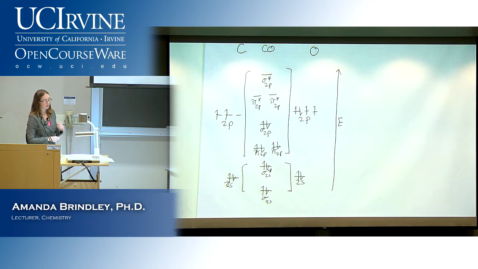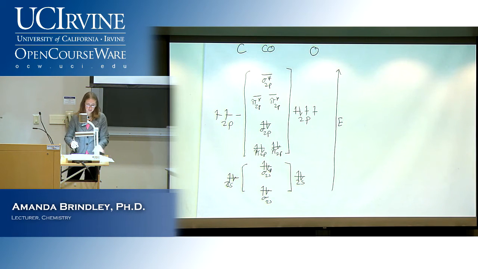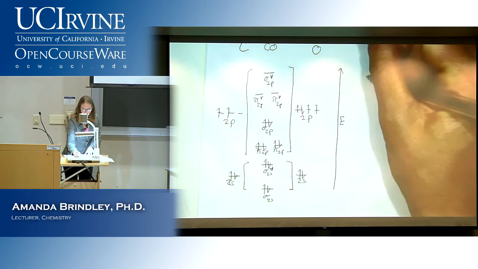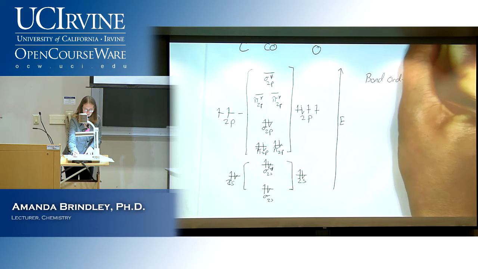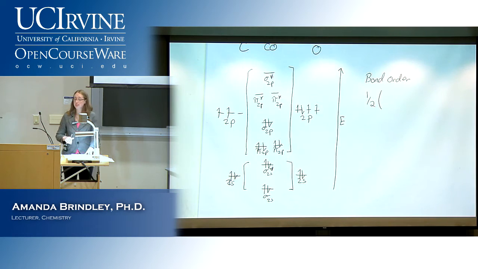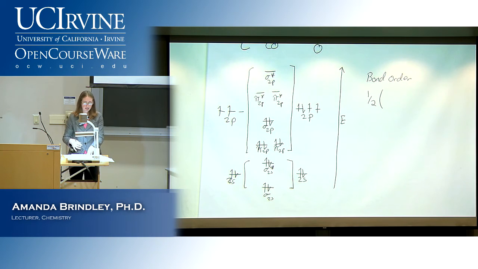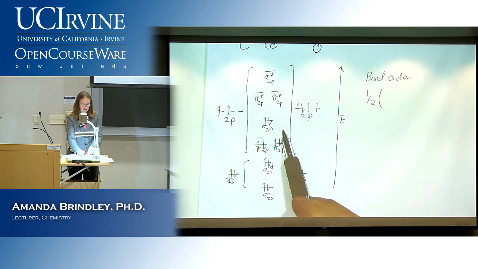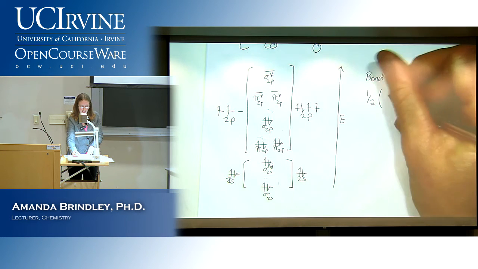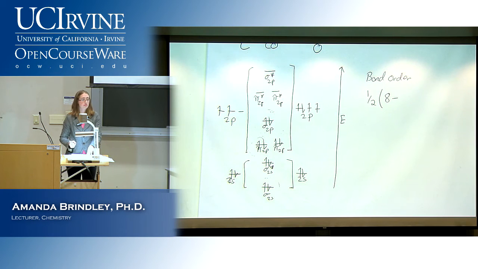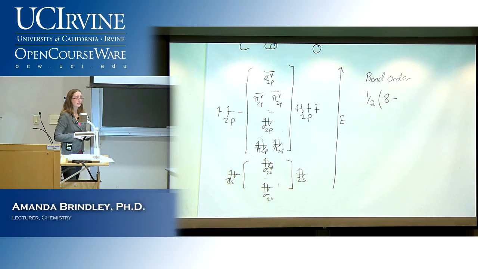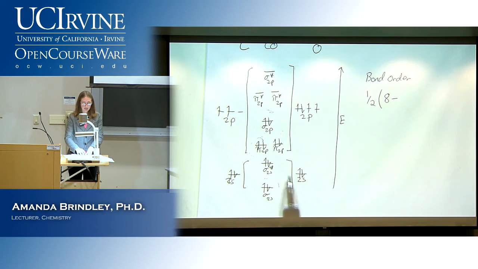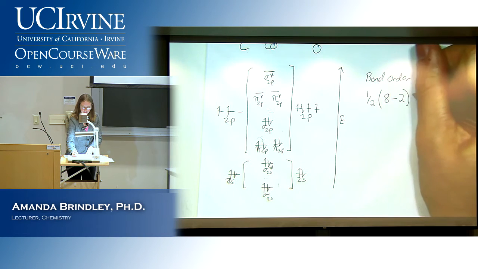So we have that. So now what is the bond order? We have to count up everything that's in our bonding orbitals, all our electrons, and everything that's in our antibonding orbitals. So bonding orbitals first. 2, 4, 6, 8. How many are in antibonding? How do we know that something's an antibonding orbital? It has a little star. So which are the only ones that have the star here that have electrons in it? This. So how many electrons? So what is our bond order?